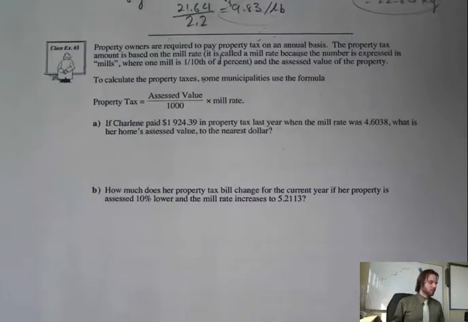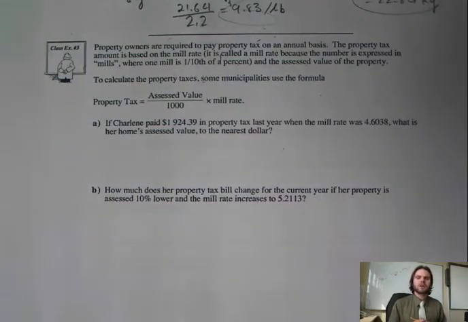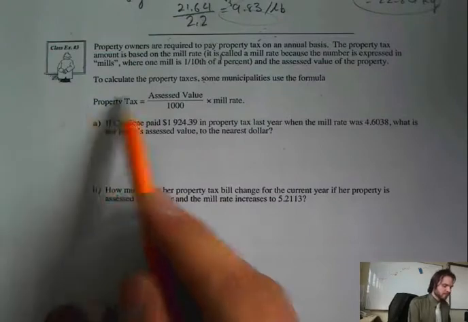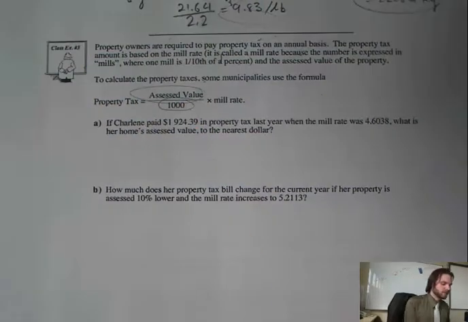Okay? Here we go. Let's look at example number 5. It says, property owners are required to pay property tax on an annual basis. Okay? The property tax amount is based on the mill rate. It is called mill rate because the number is expressed in mils, where 1 mil is 1/10 of a percent. It's like a thousandth. Now, and assessed by the property value. So, here we go. The assessed value divided by 1,000 times the mill rate.